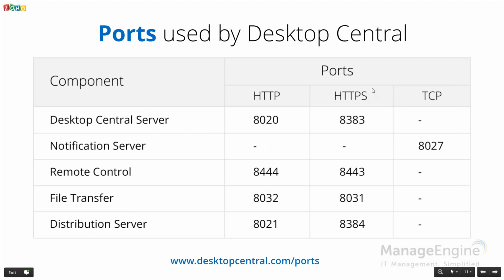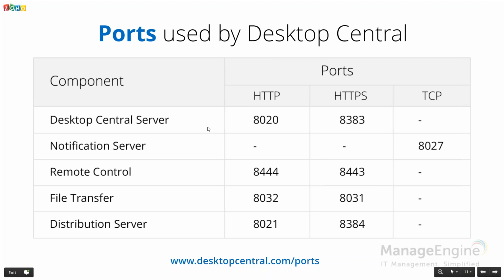The next is the different set of ports used by Desktop Central application. So we support all different types of ports, on different protocols: HTTP, HTTPS, as well as TCP. So the product contains different sets of components which will be using different sets of ports.